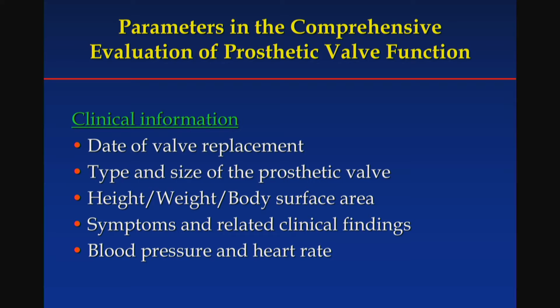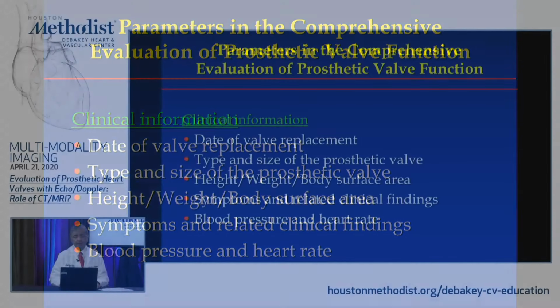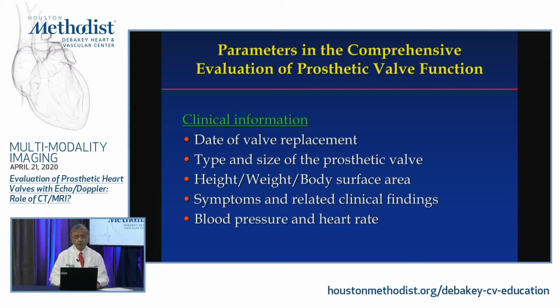Now, in general, when we see patients in our clinics and the imaging laboratories, clinical information is crucial to get: date of valve replacement, type and size of the prosthesis, height and weight of the patient, and body surface area, because it's important in prosthesis-patient mismatch. There is a caveat in the obese patient, particularly BMI greater than 30: be careful of overestimating prosthesis mismatch, because you're dividing by a larger number than should be used for normalizing for body habitus.